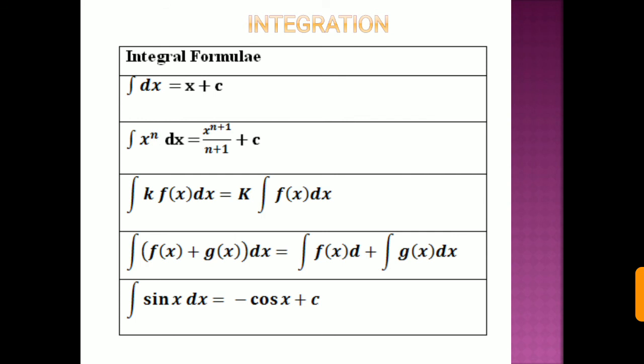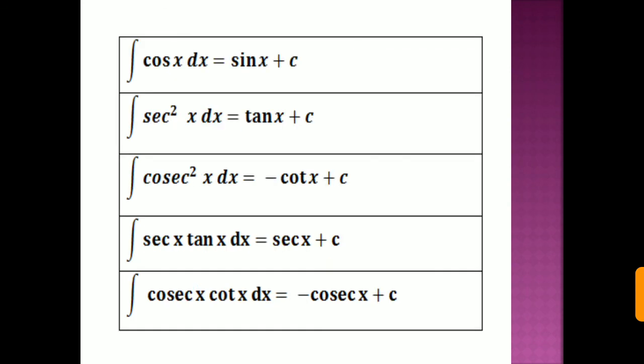Integration of sin x is minus cos x plus c. Next, integration of cos x is sin x plus c. Integration of sec square x is equal to tan x plus c. Integration of cosec square x is equal to minus cot x plus c. Integration of sec x into tan x is equal to sec x plus c. Integration of cosec x into cot x is equal to minus cosec x plus c.